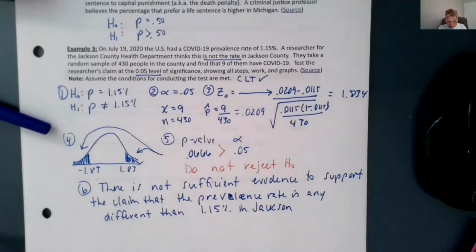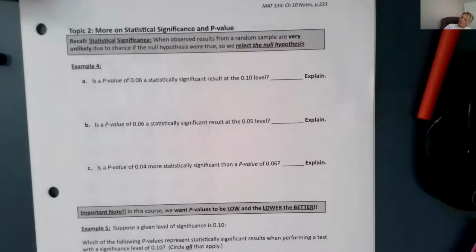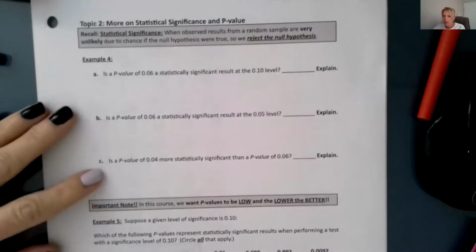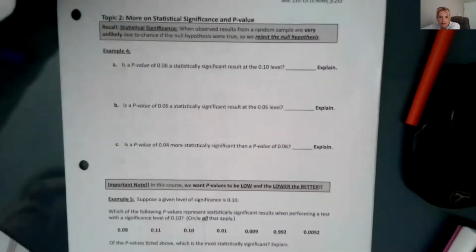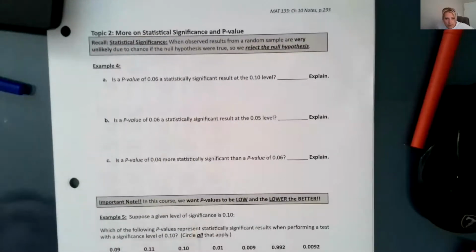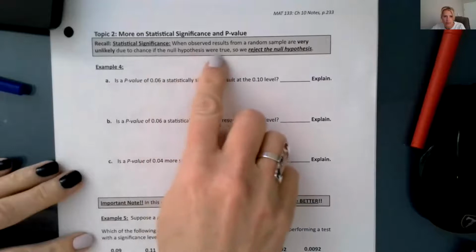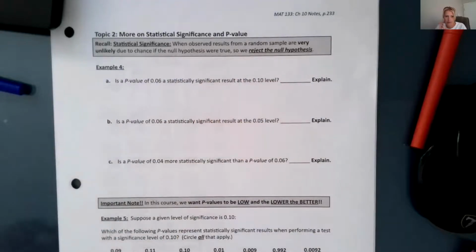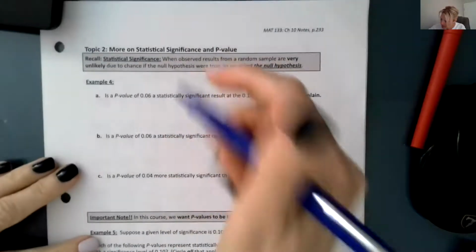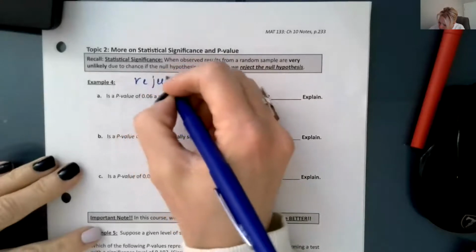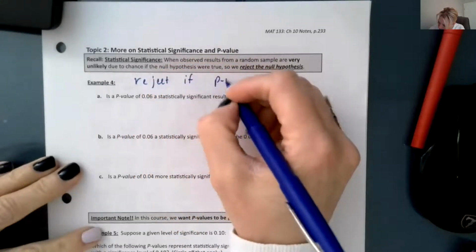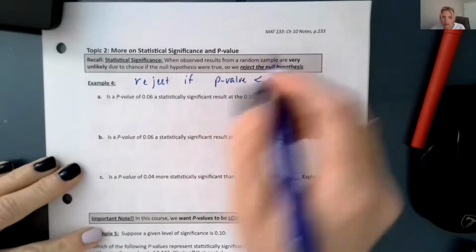We have some wrap-up questions on page 233 for lesson 10.2, so let's go there. So our wrap-up questions here go back to the idea of statistical significance. And statistical significance is when observed results from a random sample are very unlikely due to chance if the null hypothesis were true. So we reject the null hypothesis. And let's remind ourselves the way that we reject is we reject if p-value is less than alpha. So that's what we're checking out here.